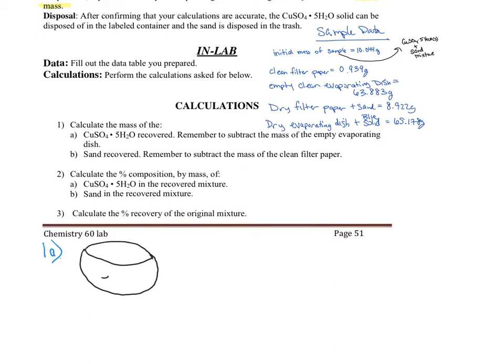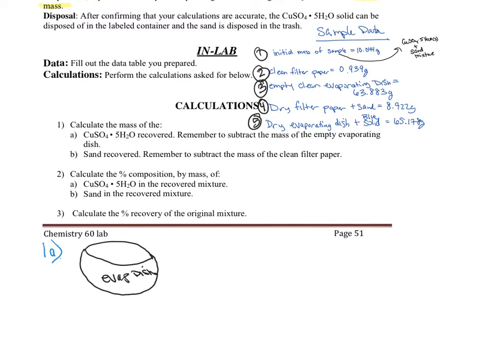So we know this is our evap dish, and we'll call this clean evaporating dish. I'm going to number these 1, 2, 3, 4, 5. Okay, this does not correspond to data points A, B, C, D, E. You need to figure out which one is which based on the video.